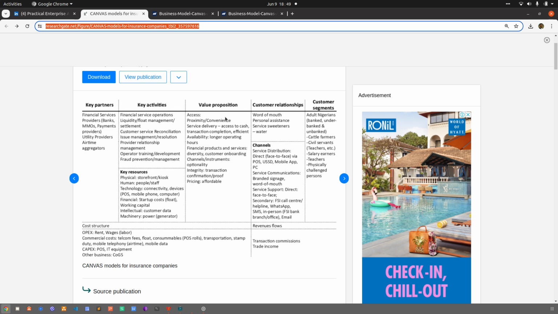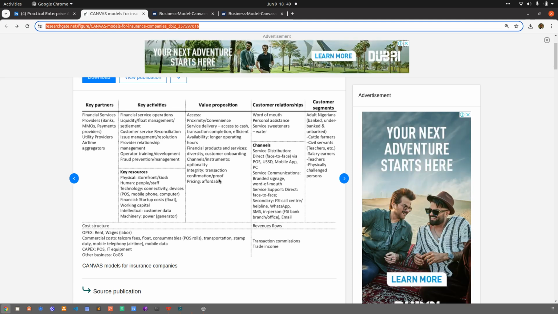So value proposition, essentially they are giving longer operating hours, diversified customer onboarding channels and instruments. So they've got a lot of various mechanisms to onboard the customer, and they claim to have a lot of integrity and affordable pricing. So I believe the reason they are talking about integrity is perhaps because in the region where they operate, they do face integrity issues.